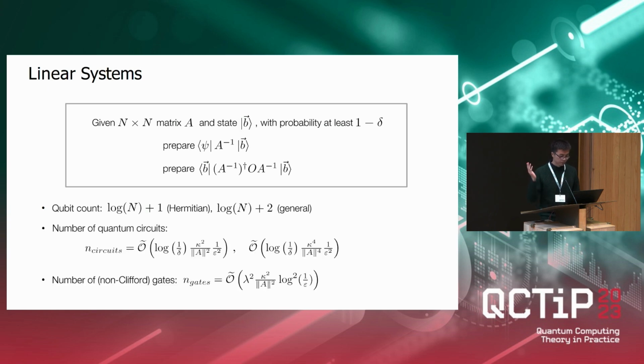And the rest of the complexities will be as follows. We'll have some required number of quantum circuits and some required number of non-Clifford gates, which will essentially translate into the gate depth. And we'll see again there's some dependence on this condition number kappa, and the gate depth is polylogarithmic in the error, and also depends on this lambda, which was the Pauli weight, the L1 norm of the Pauli coefficients.